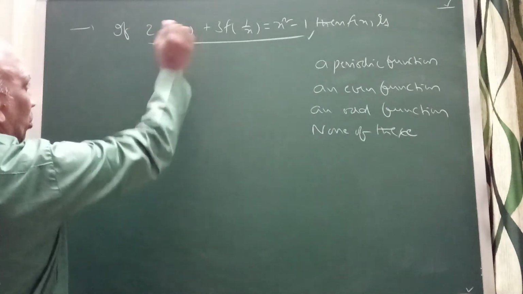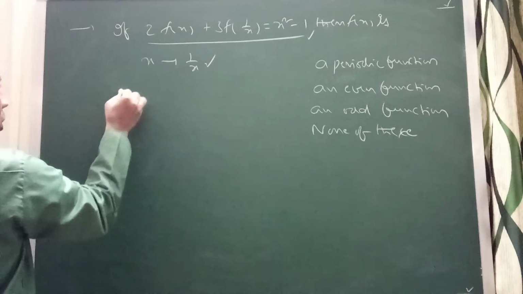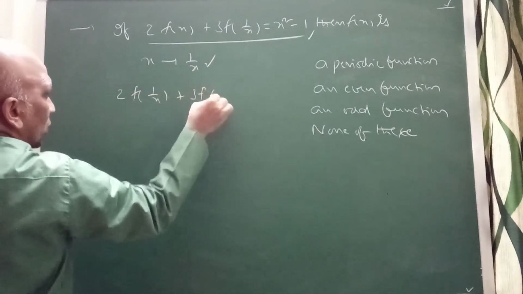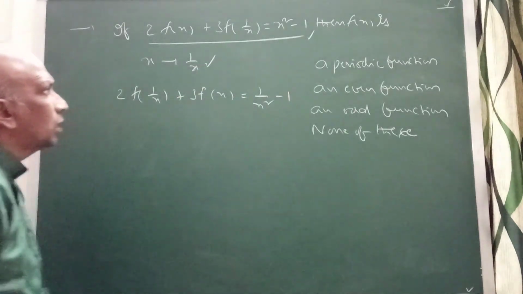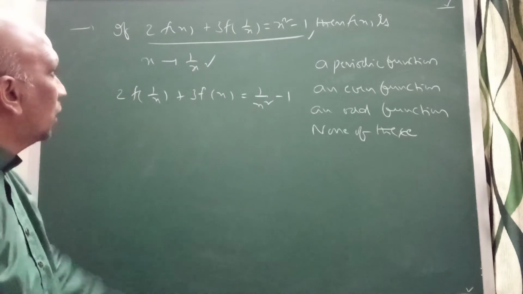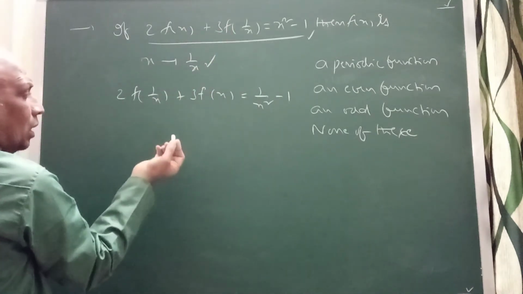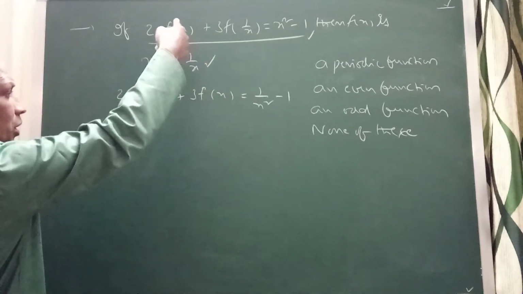In this equation, replace x with 1 by x. So replace x with 1 by x. This will become 2 f of 1 by x plus 3 into f of x, so you get 1 by x square minus 1. Correct? Just replace x with 1 by x. Now the given equation has 3 into f of 1 by x, right? Because I can simplify this, so this one I can eliminate.